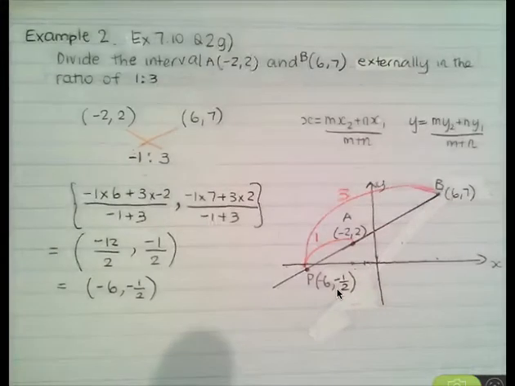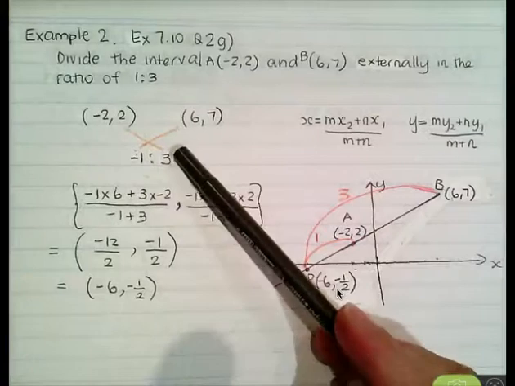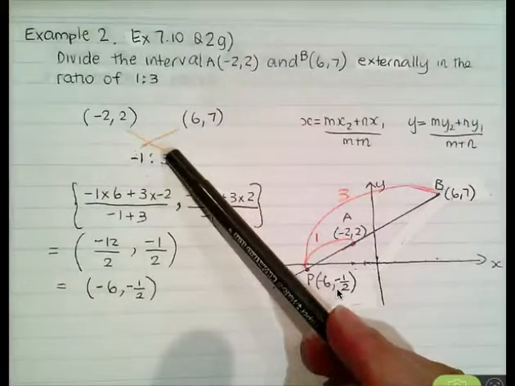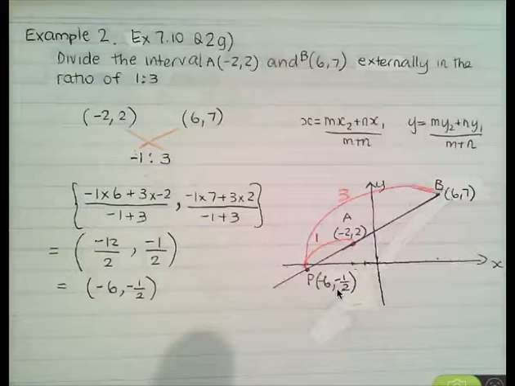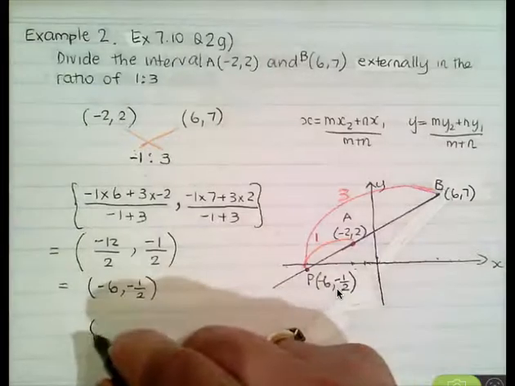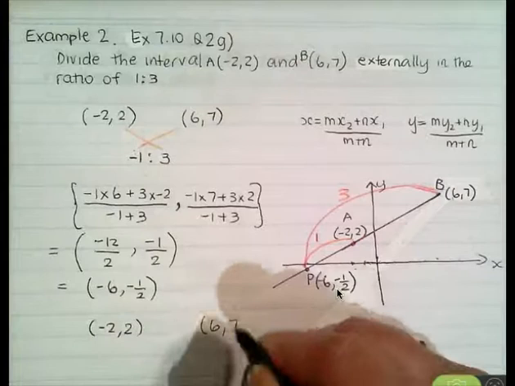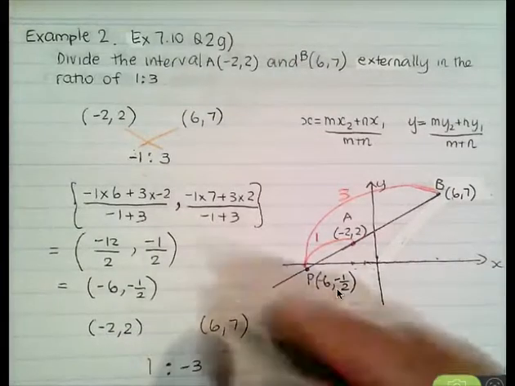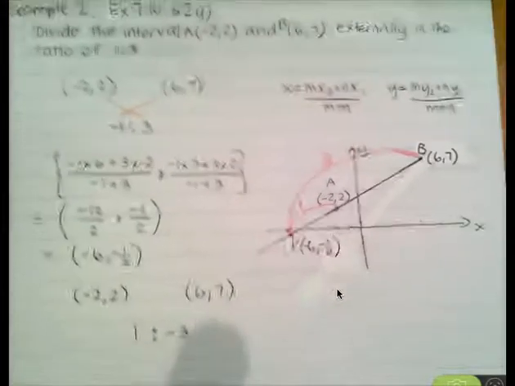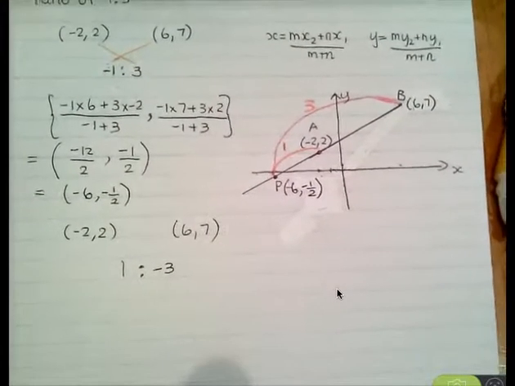Now as I said earlier, it does not matter whether you put the -1 here and do a +3 there, or whether we do 1 here and -3 there. I'm just going to show that to you. So I'm going to do the question again. I've got my points (-2, 2) and (6, 7), and my ratio is going to be 1 to -3. Now I'm just going to move this page down. Okay, and I'm going to do this same process again.